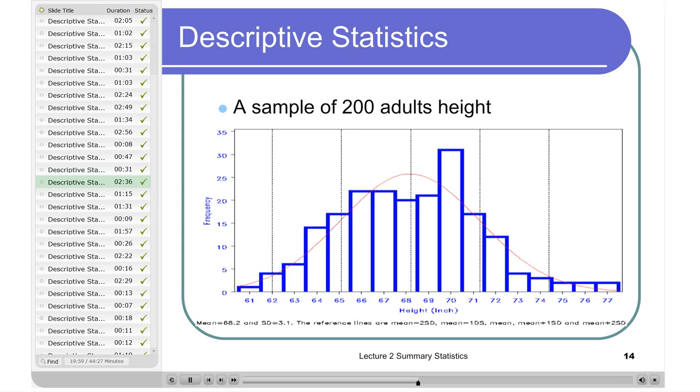You can also see that most of the people in this sample have a height somewhere around 68 inches. And in fact, if you look at the bottom of the table, it says that the mean is 68.2 inches and the standard deviation is 3.1 inches.